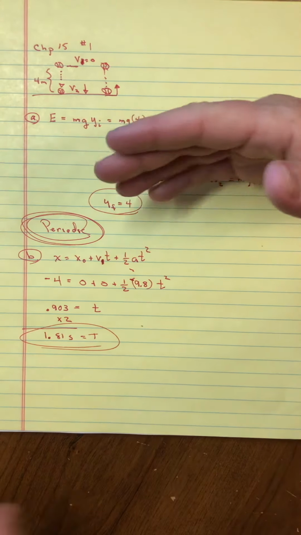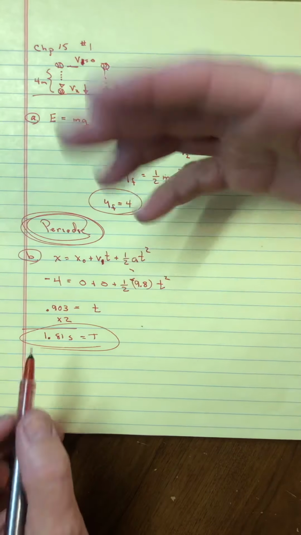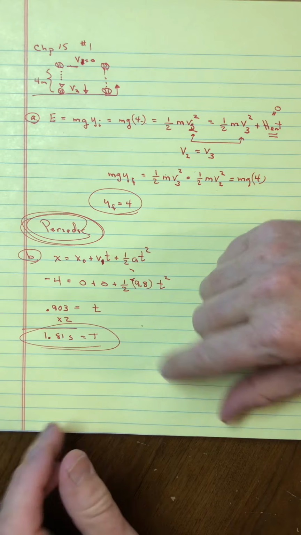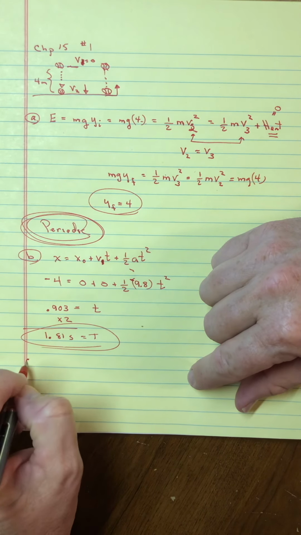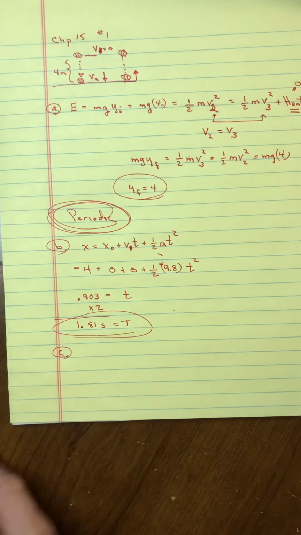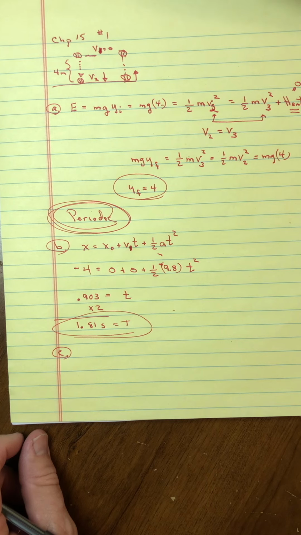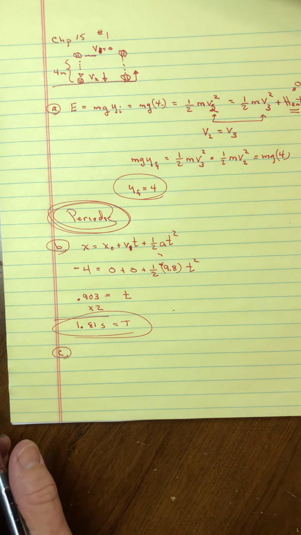So is it periodic in A? Yes. How long does it take to get back to where it started? It looks like 1.81 seconds. So, yes, definitely periodic. Yes, this is the period. However, now it says, is it simple harmonic motion?